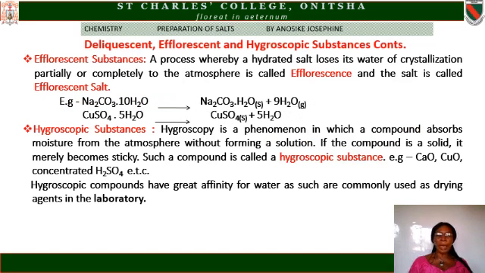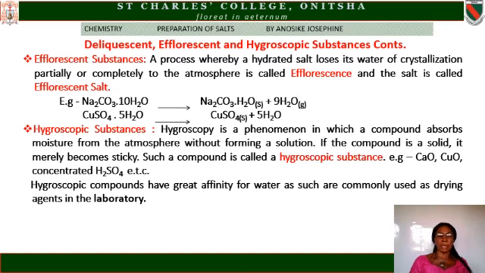A process whereby a hydrated salt loses its water of crystallization partially or completely to the atmosphere is called efflorescence, and the salt is called efflorescent substance. What do I mean by that? These substances, when you expose them to the atmosphere, they lose their water of crystallization. Only salts that are hydrated salts do this. They lose their water of crystallization to the atmosphere. Either they lose all of them or they lose part of them. So if it is partial, you will know from the chemical equation, and if it is completely, you will know.